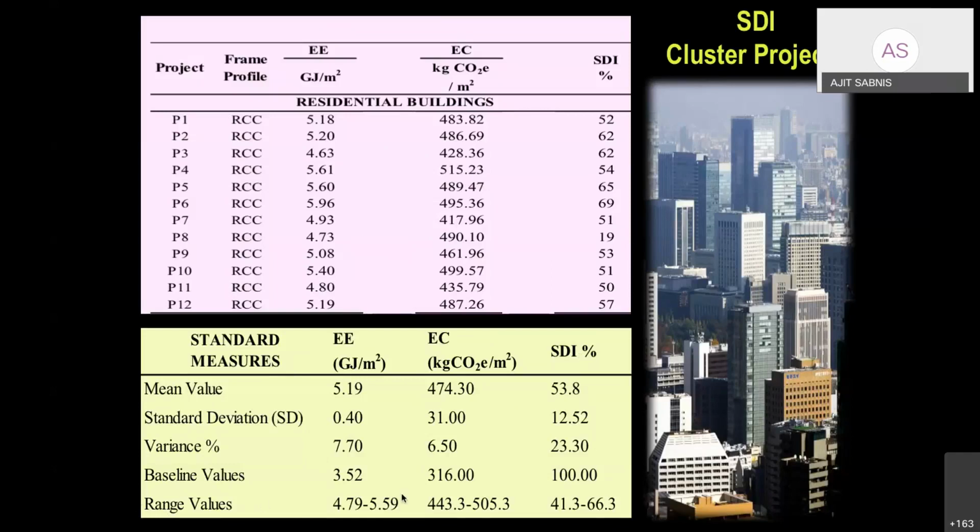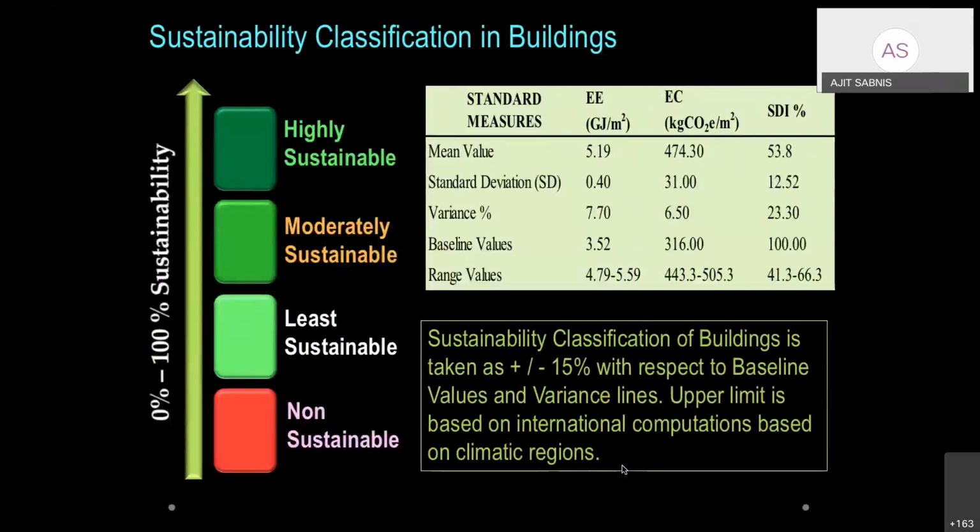And we also have the range values for each parameter. Once we are equipped with all these benchmark values, we should be able to classify the buildings under these four categories. And what are these four categories? In the same gated community we are talking about, some buildings may be non-sustainable, some may be least sustainable, some moderately sustainable, some highly sustainable.